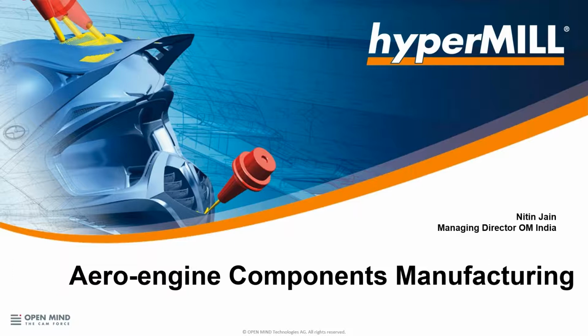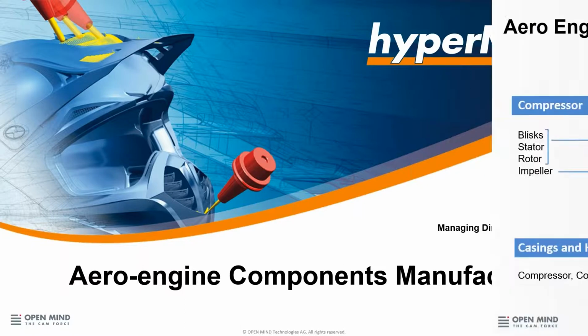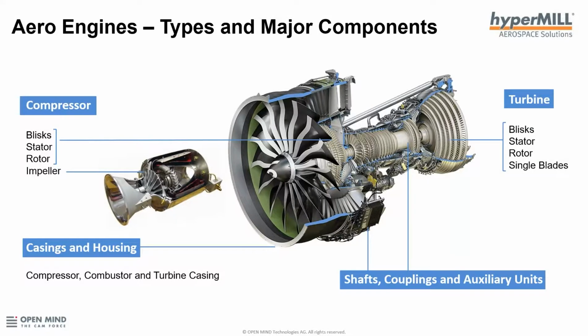This is a very interesting topic, aero engine components manufacturing with HyperMILL. Let's first talk briefly about aero engines, the types and the major components that are involved. There are different types of aero engines, could be turboshafts, turbofan, turbojets, and up to even the most advanced technology like ramjets. Further, these engines are classified into large gas turbines or small gas turbines, again, depending upon the application. Could be both civil and defense purpose.